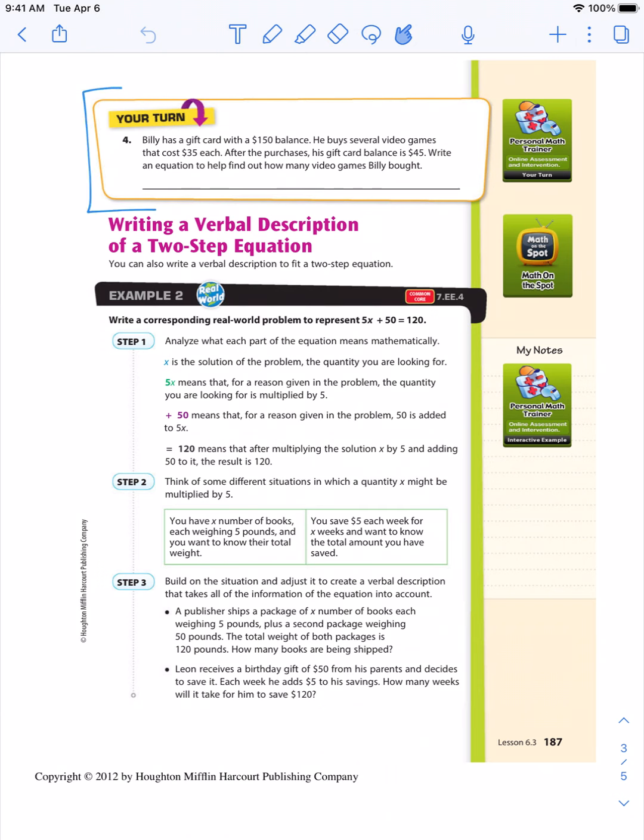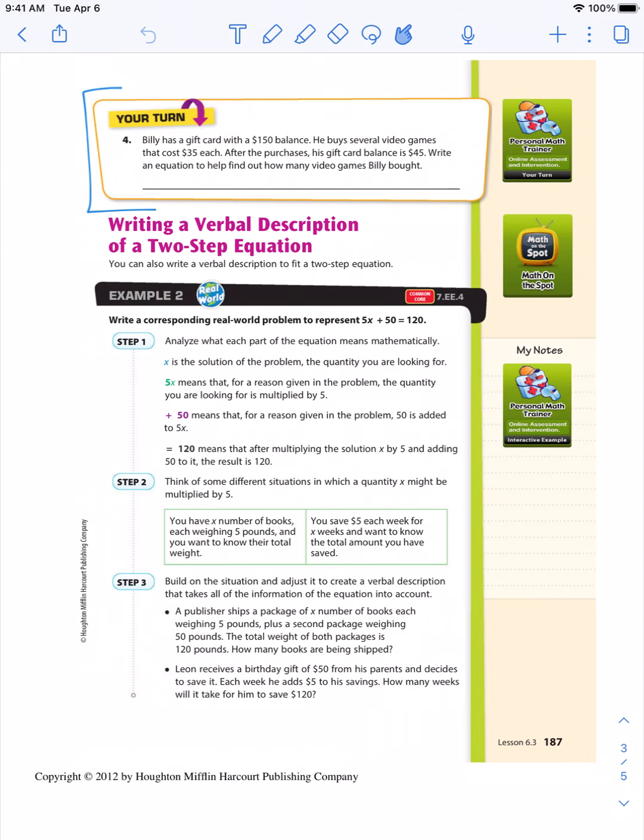Billy has a gift card with $150 balance. He buys several video games that cost $35 each. After the purchases, his gift card balance is $45. Write an equation to help find out how many video games Billy bought. All right, I want you to try this on your own. Try to set up an equation for what he spent on video games, and then play it back and see if you got it right.